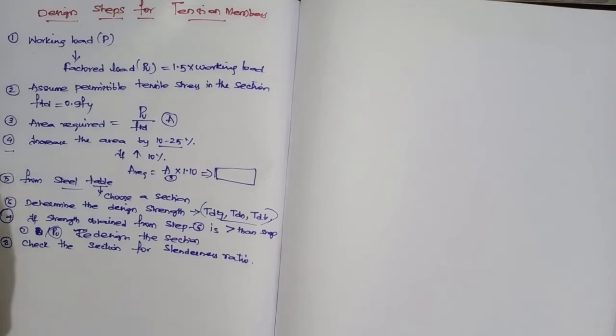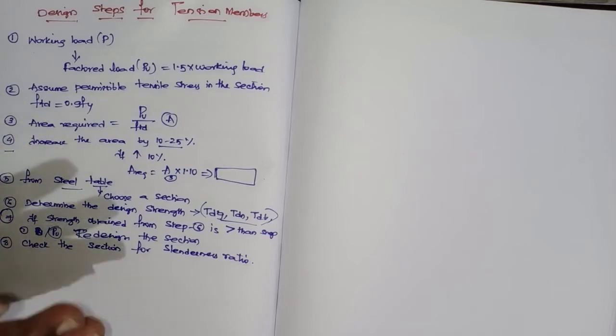if they mention separately that design an equal angle tension member, it means you have to search for only equal angle. If they ask to design an unequal angle section, you have to choose an unequal angle section only. If they have not mentioned anything, you design as usual as per the requirement.